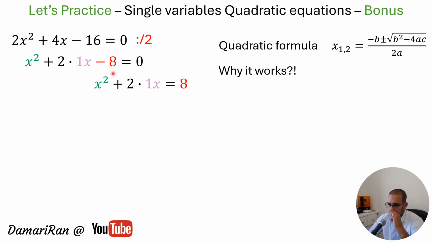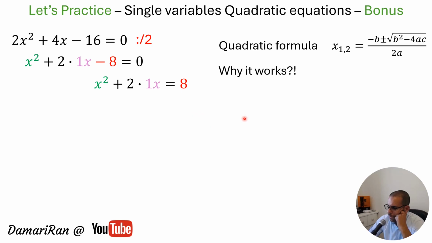When I divide 4x by 2, I should get 2x, right? That's what we have here, but I chose to represent this 2x as a double 1x. The reason I did it will be clear in no time. The next stage is to transport this -2 to the other side of the equation to get an 8.